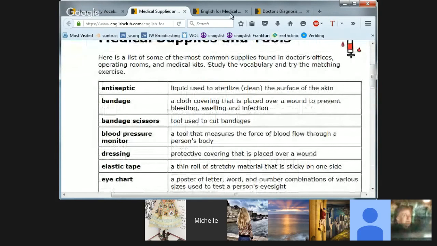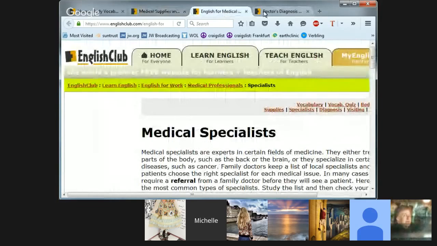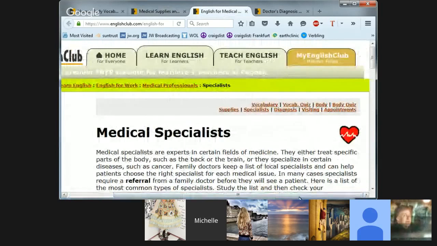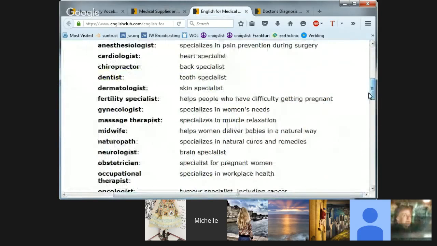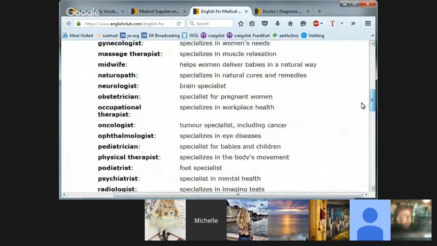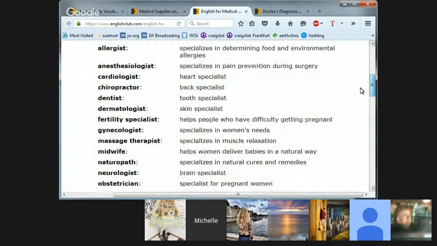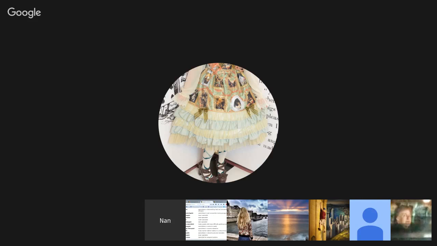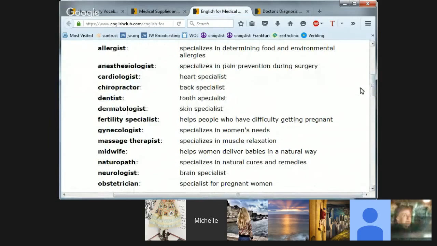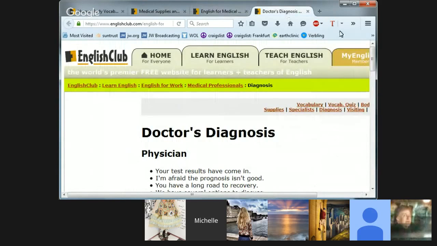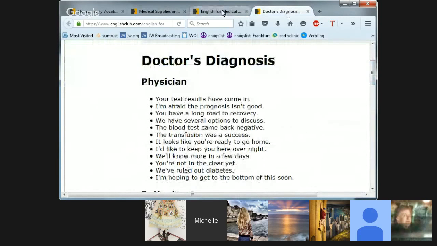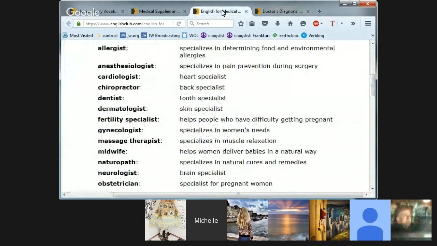Great work. So we have some more vocabulary for medical specialists. You have a lot of different kinds of specialized doctors depending on your health problem. We can read through these really quickly, and then we're going to pretend that we are doctors and give each other a diagnosis. So let's look at these specific kinds of doctors first.